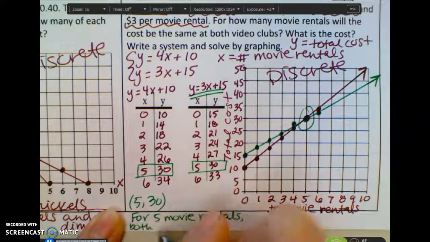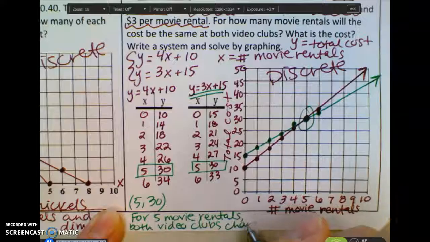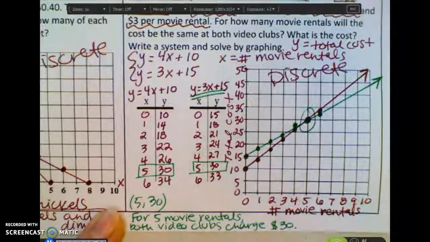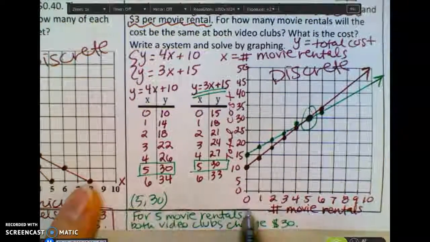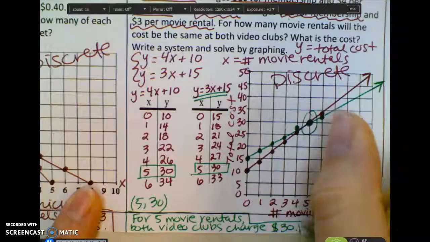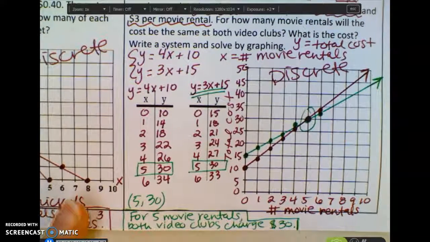both video clubs charge $30. For 5 movie rentals, both of the clubs charge $30. So we answered our question in context. For word problems, always answer it in context.